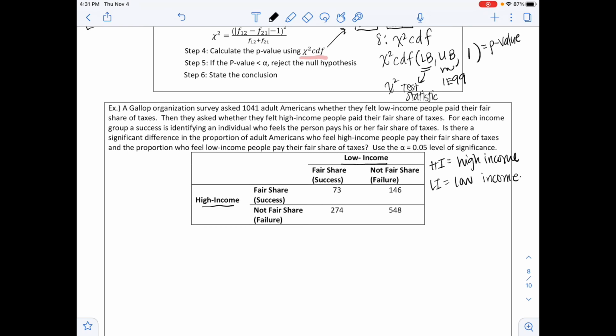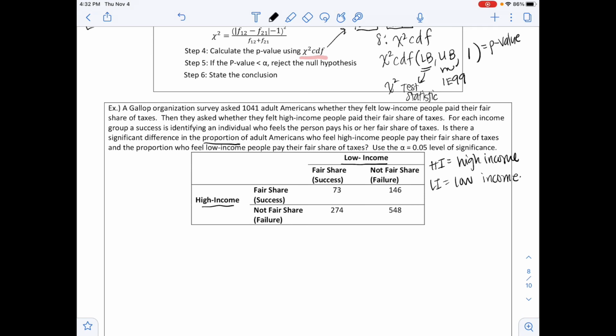So looking at this, it says, is there a significant difference in the proportion of adult Americans who feel that high-income people pay their fair share of taxes along with low-income people paying their fair share of taxes? So they asked each group first if they thought high-income people paid their fair share of taxes, and then asked if they thought low-income people paid their fair share of taxes. So we're dealing with dependent data, since you're asking that same question twice to the same person.